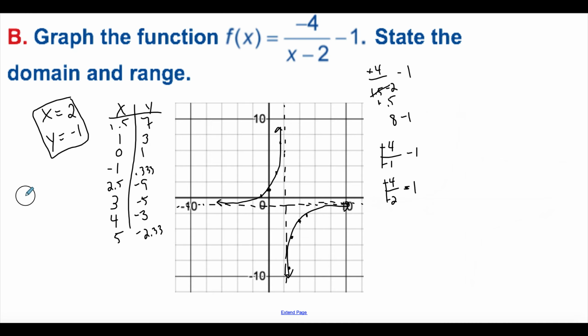I list my domain and range off to the side here. So it's all real numbers for x, except x cannot be a 2. Okay, range, again, all real numbers, except y cannot be a negative 1. Okay, so that's our domain and range, which comes from the asymptotes here and our graph.